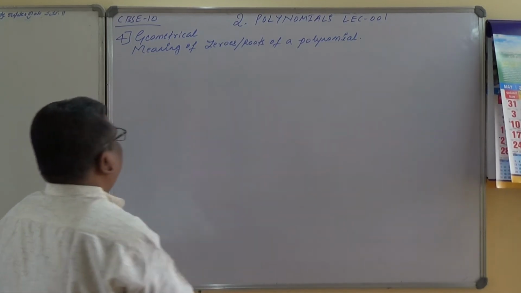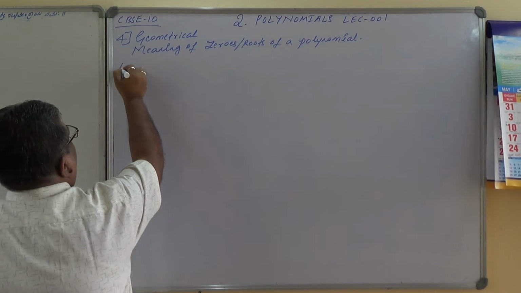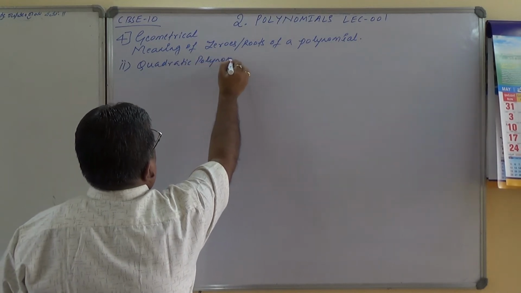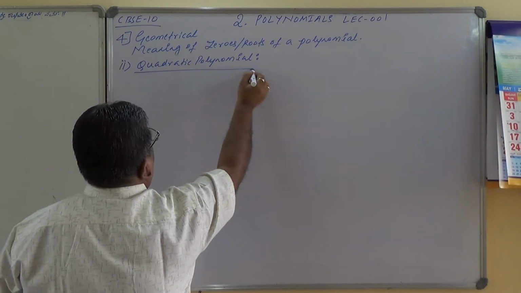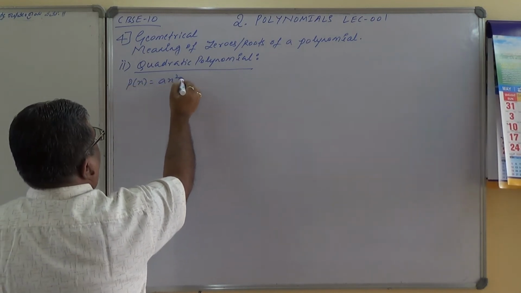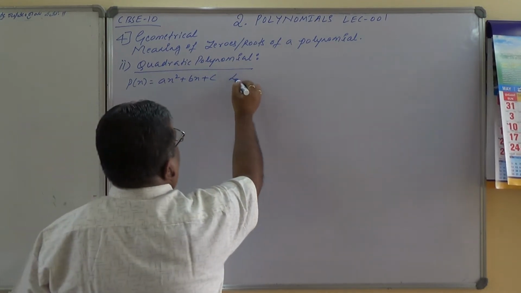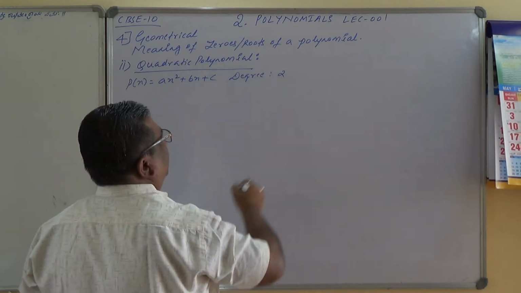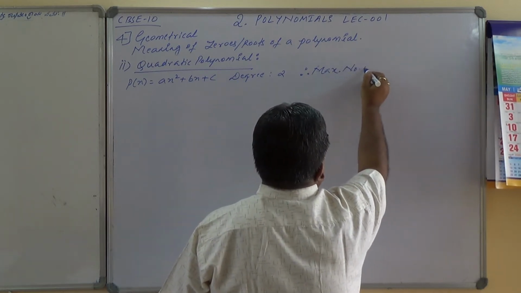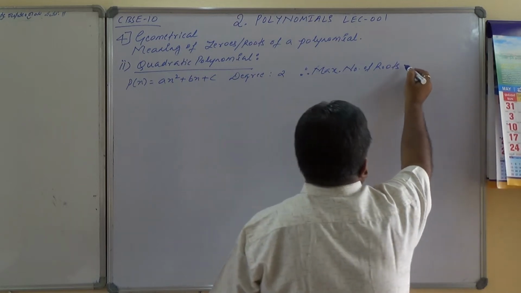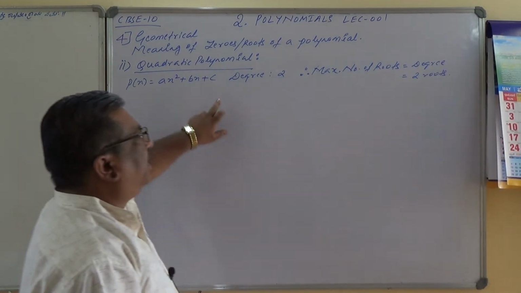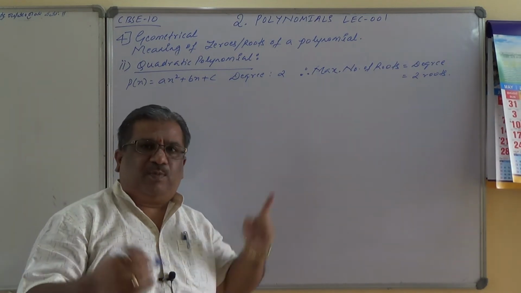Now let us look at the geometrical interpretation of the zeros or roots for a quadratic polynomial. Second one. Quadratic polynomial. See, what is the general form? P of x equals ax square plus bx plus c. What is the degree here? Degree is 2. Therefore, the maximum number of roots equals the degree, meaning 2 roots. How many zeros can you have for a quadratic polynomial? Maximum number 2. Can we have 0 roots? Yes, possible. We will see graphically.